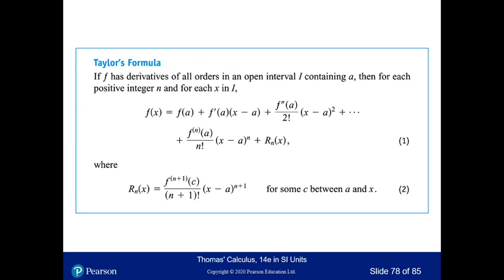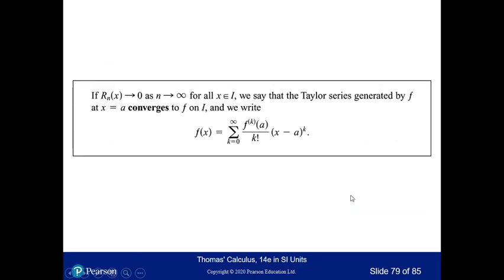We have a Taylor's formula as well. Suppose f has derivatives of all orders in an interval I containing a. Then for each positive integer n and for each x in I, f of x can be written as f of a, plus f prime of a times x minus a, plus f double prime of a over 2 factorial times x minus a squared, etc. You go until n, and you have a remainder, R_n(x). This remainder is the one we got from the previous formula. This is true for some c between a and x.